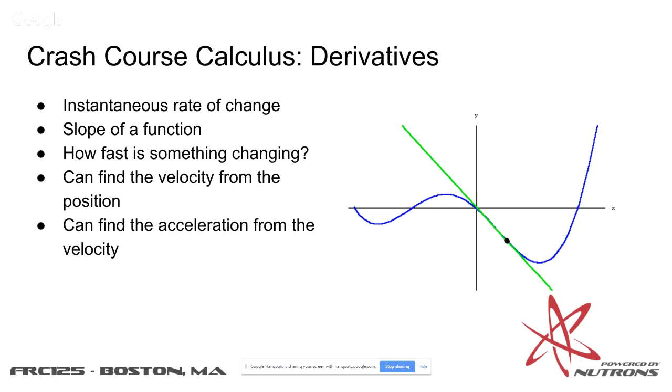Say this is a position versus time graph. At any point, the green line on the graph is your velocity, because that's your average rate of change, or very close to it. We call it the instantaneous rate of change. It's basically how fast something is changing. With a position versus time graph, which we can map out in our code, we can get the velocity at any point in our system. And we can also find the acceleration from this velocity.